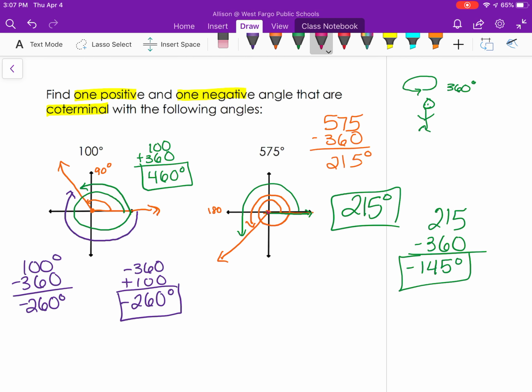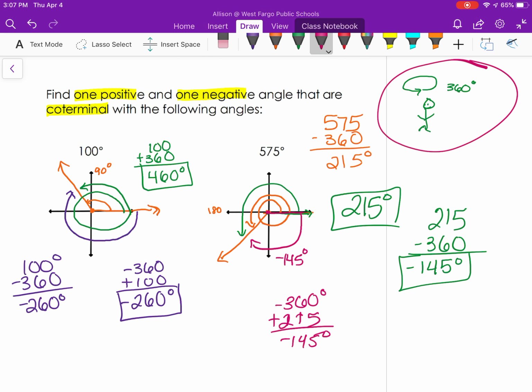If I start at this side and go clockwise down, that's negative 145 degrees. So that is my other coterminal angle that's negative. I'm just subtracting 360. You could also take negative 360 degrees and add the positive 215 to it, and I'm going to end up with negative 145 either way. So whatever way helps you better visualize it. But if you want to start and stop in the same place, it's all about the 360 degree turn.